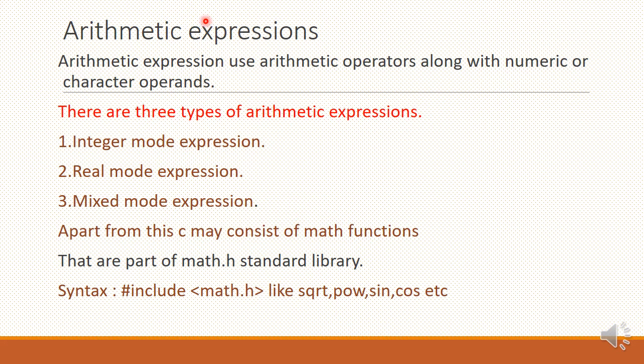What are the arithmetic expressions? The expressions which contain the arithmetic operators, and along with that the numeric or the character operands. That means it can use numeric and character operands in the expression. They are called the arithmetic expressions. You can simply say that the arithmetic expression is the combination of the arithmetic operator and the numeric or the character operands. And next, the arithmetic expressions are also of three types: integer mode expression, real mode expression and mixed mode expression.